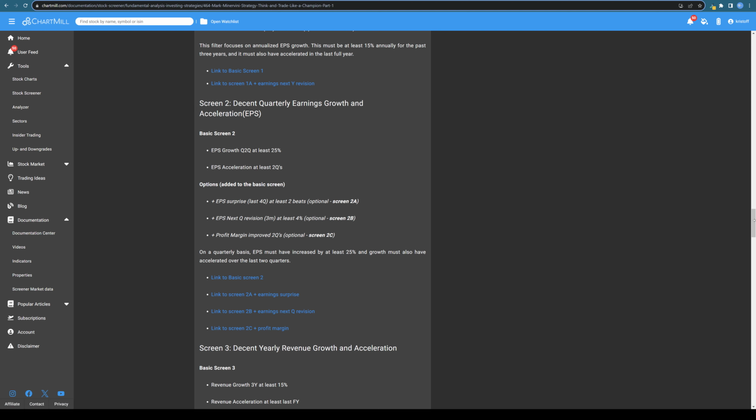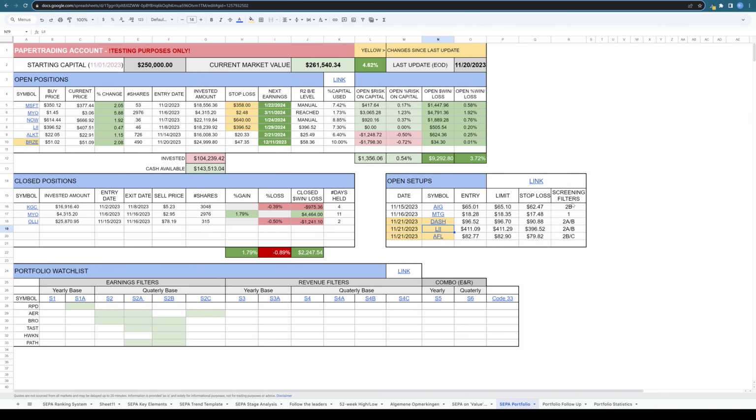So 2A and 2B, those different filters are explained in this article. This is the first article I wrote about Mark Minervini, his book, 2 books actually. So the basic screen 2 is an earnings per share growth quarter to quarter of at least 25% and earnings per share acceleration of at least 2 quarters. And for LEE, those 2 options are met. So screen 2A: there was an earnings per share surprise, at least 2 beats in the last 4 quarters, and also an earnings per share next quarter revision of at least 4%. So those abbreviations just mean that. And that's the beauty of Mark Minervini's strategy. He's combining technical and fundamental analysis.